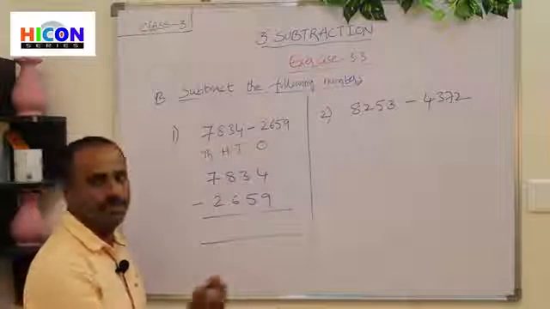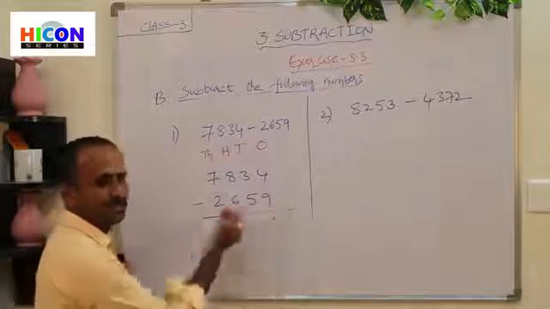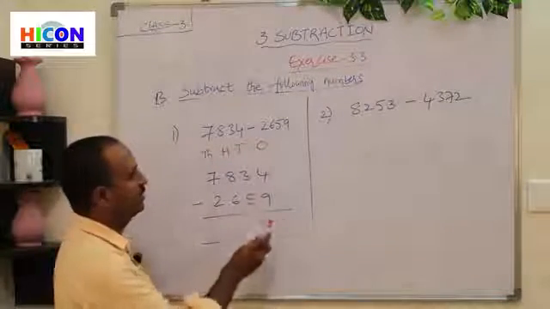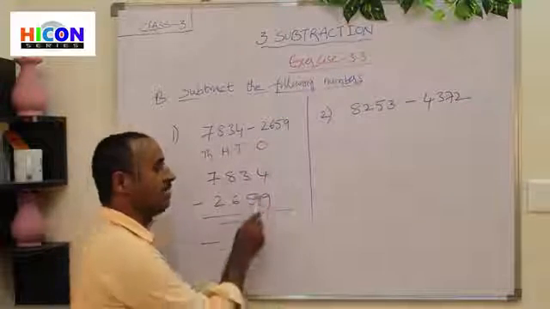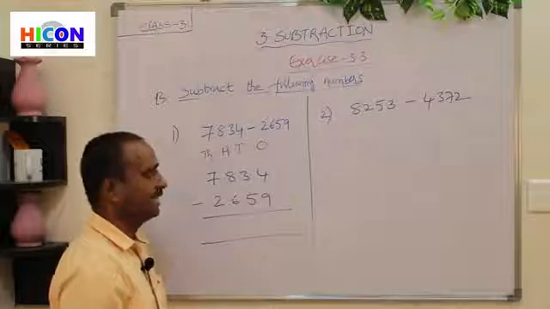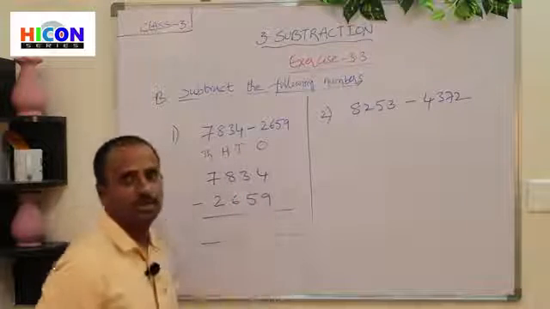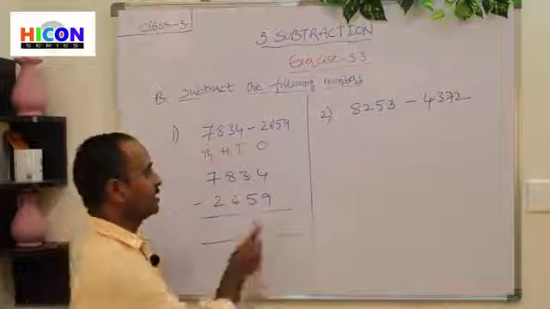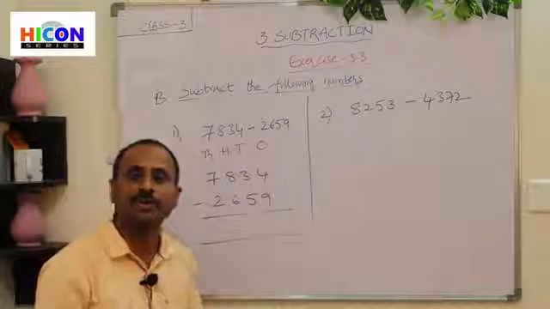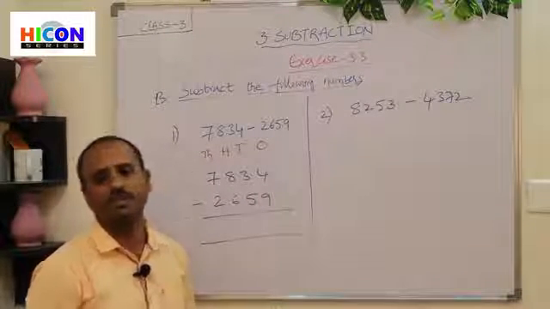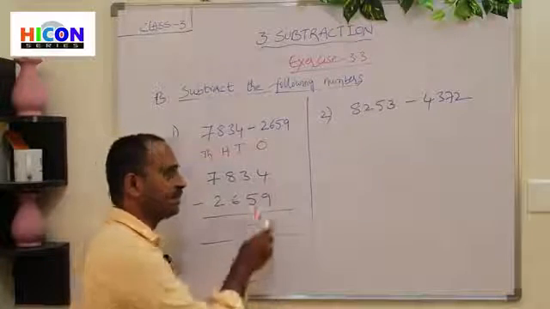So let us start subtraction. Start from the ones place. So what are the numbers present in the ones place? 4 and 9. So we have to subtract 9 from 4. So children, can we subtract 9 from 4? No, because 4 is the smaller number, 9 is the greater number. We cannot subtract the greater number from the smaller number. So here the subtraction is not possible.